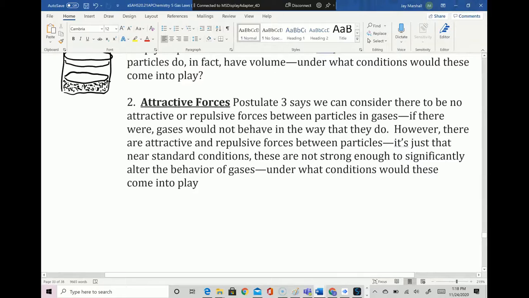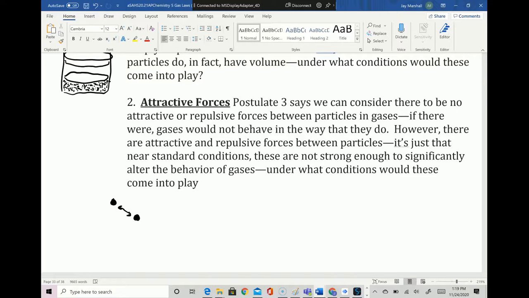Attractive forces are also a problem. Postulate 3 says we consider there to be no attractive or repulsive forces between the gas particles. If there were, gases would not behave in the way they do. However, there are attractive and repulsive forces between particles. It's just that near standard conditions, these are not strong enough to significantly affect the behavior of the gases. But if I slow the particles down enough, those attractive forces are actually going to start to come into play.